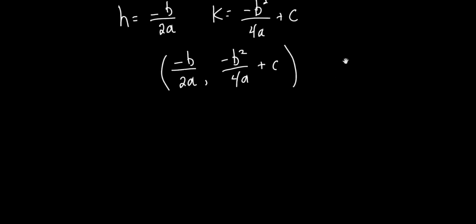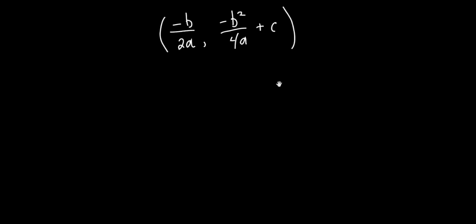So let's do an example, and let's find the vertex. So here's your example. Here's your function. It's f of x equals negative x squared minus 2x plus 1.